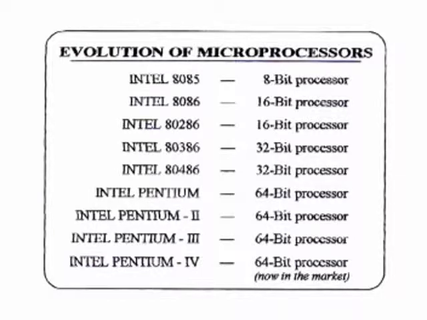Then the next advancement is 8186, 286 and 8386. It is actually a 32-bit processor. Then 486, finally 80586. But the scientists did not call this 80586. Instead of 5, they used the word Pentium. So it is a Pentium processor 1.